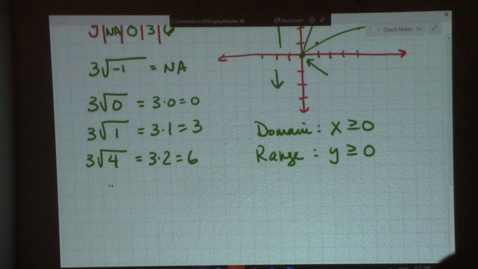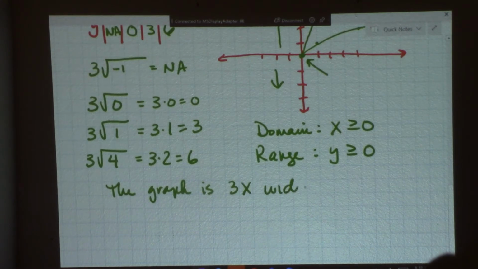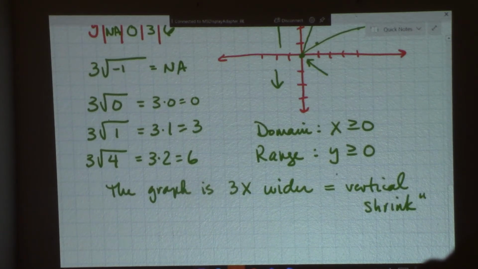So you would say the graph is 3 times wider. Now remember, they have words in the back of the book like vertical stretch or vertical shrink. And I don't like those words, but that's what's in the back of the book. So 3 times wider is the same as vertical shrink, if you see that. Okay? All right. Now let's do the next one.